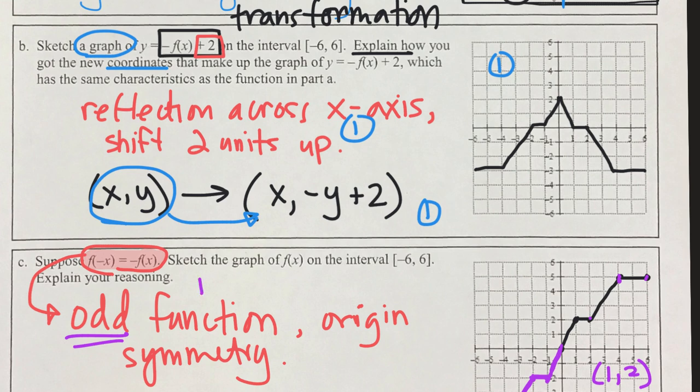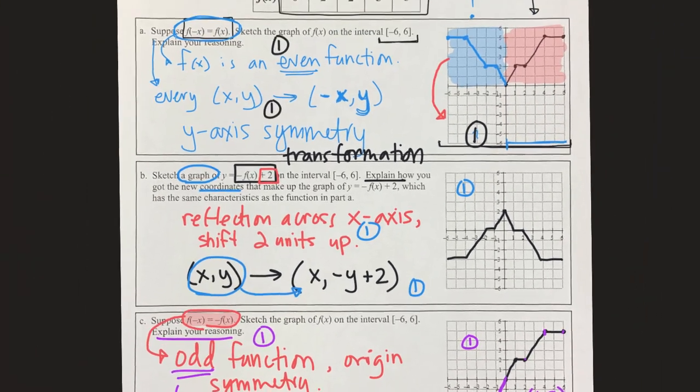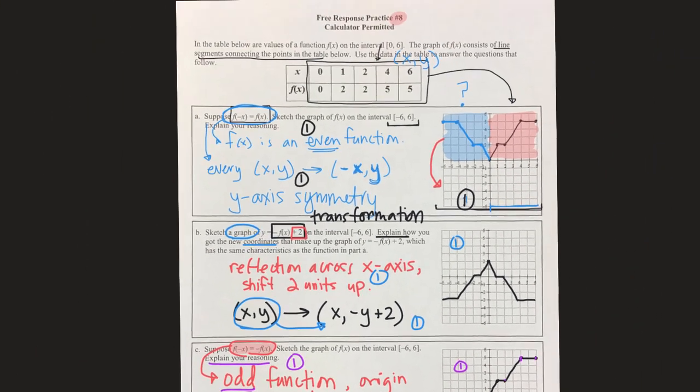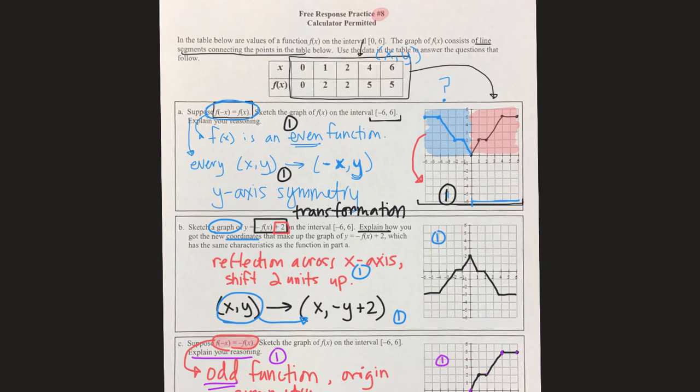Okay, so you'd get 1 point for stating that it's an odd function. You'd get 1 point for the graph being correct, and you get 1 point for that numerical explanation for your reasoning, because it is an odd function. For every point we have on the graph, there is a corresponding point where the values are the opposite signs: the negative of the x value and the opposite of the y value. Okay, so that was a lot of transformations and even and odd function symmetry.